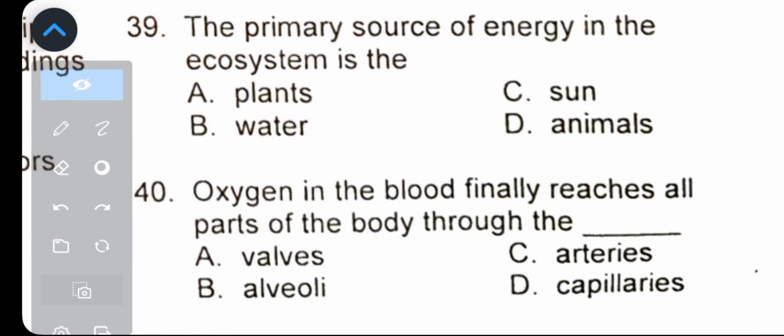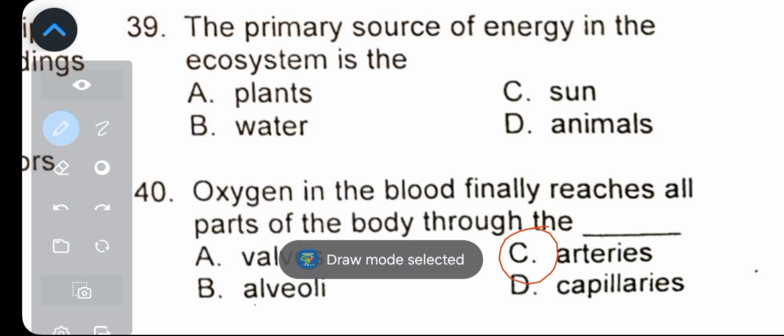The last question. Oxygen in the blood finally reaches all parts of the body through the A. Valves, B. Alveoli, C. Arteries, D. Capillaries. And the answer to question 40 is D.